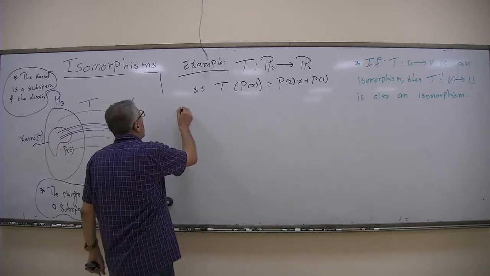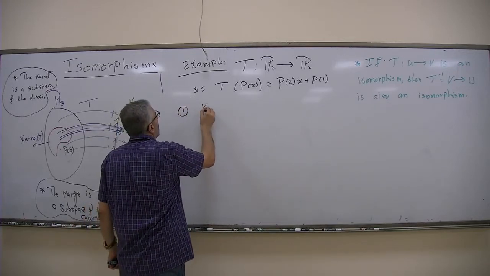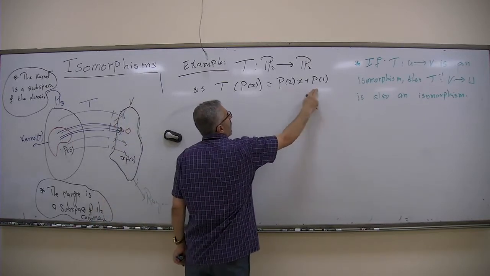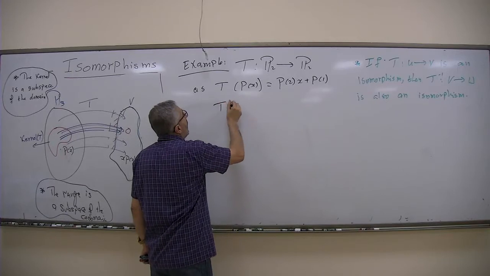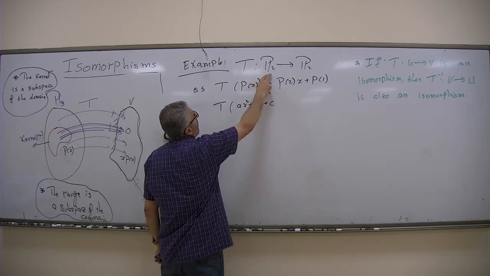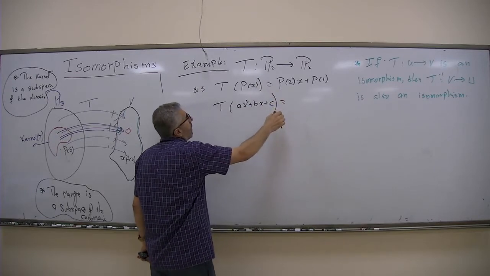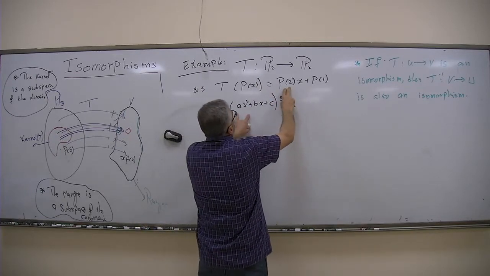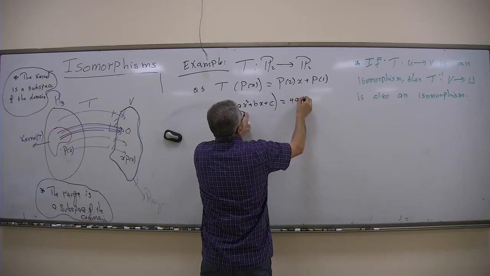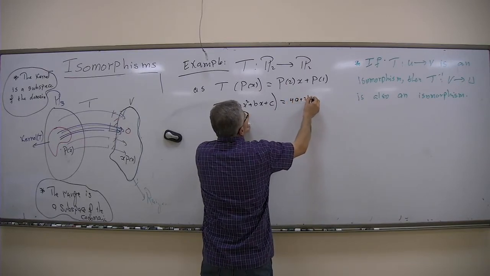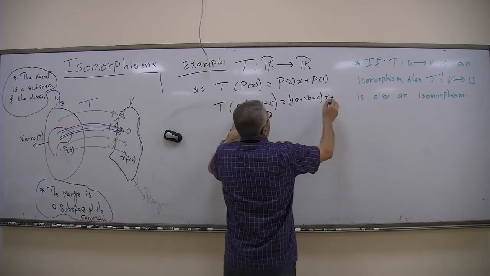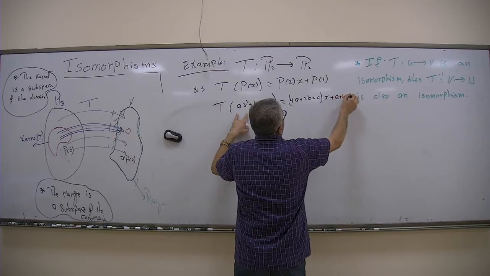Number one, kernel of T, or before that, do you understand what's going on here? So when you take T of ax squared plus bx plus c, polynomials in P2, the image of that is going to be p(2), so that is (4a plus 2b plus c) times x plus p(1), that is a plus b plus c.